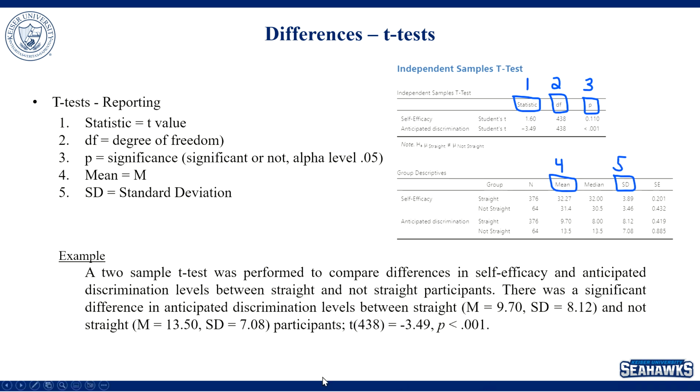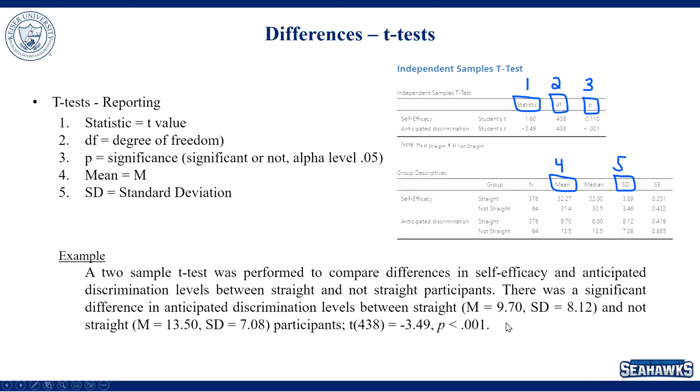How would you write this up? Well, in this case, we are looking at t-tests that were run on two different variables. We find that one is significant, so we write it up as: a 2-sample t-test was performed to compare differences in anticipated discrimination levels between straight and not straight participants. Very straightforward sentence here. Then we state the results. There was a significant difference in anticipated discrimination levels between straight, and so we show the mean score for the straight group as well as the standard deviation. We get that from our table up here.